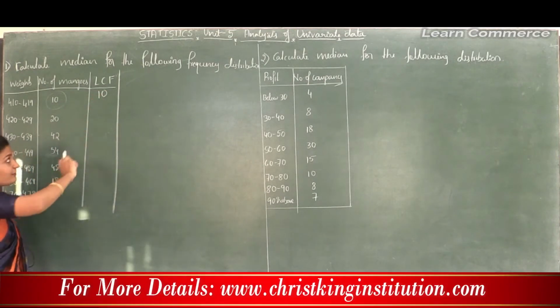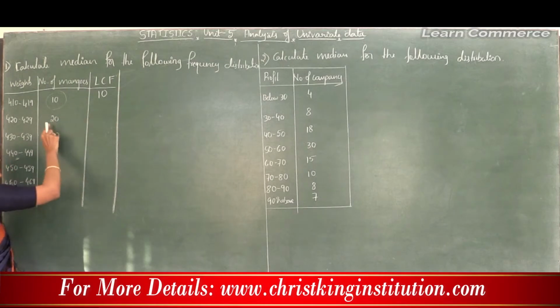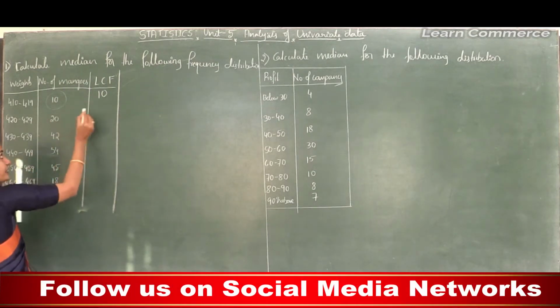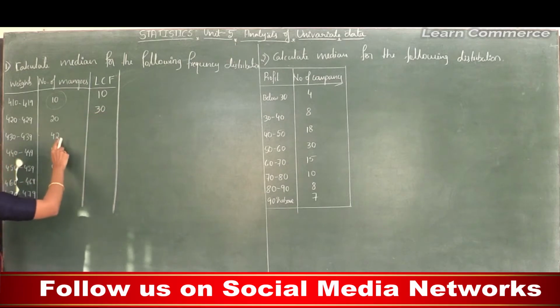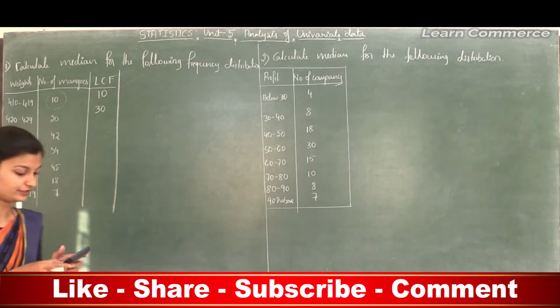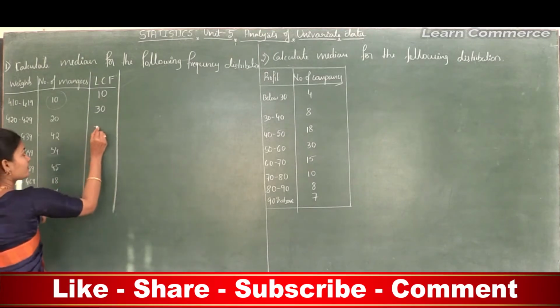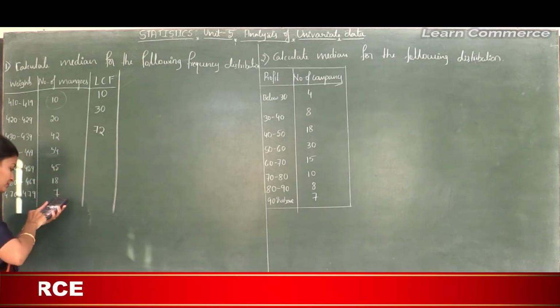After that, to this 10 we add the second class frequency, which is 20. So 10 plus 20 is 30. Next, to this 30 I will add 42. So 30 plus 42 is 72. Next, to this 72 I will add 54.